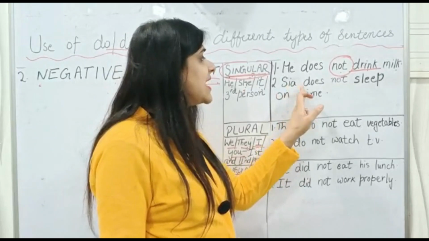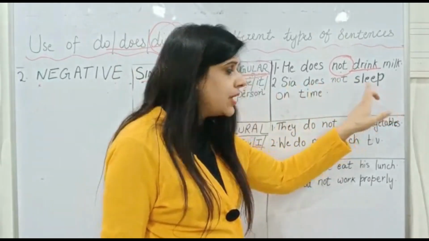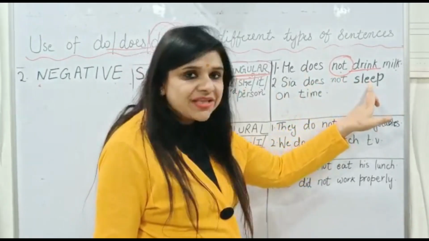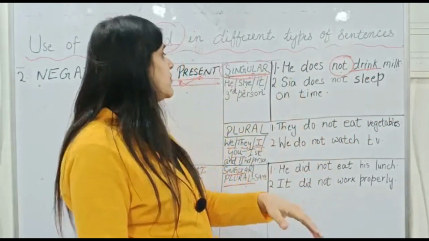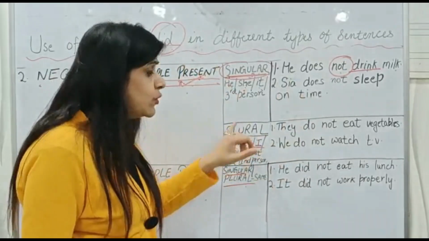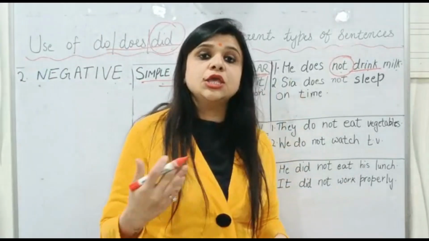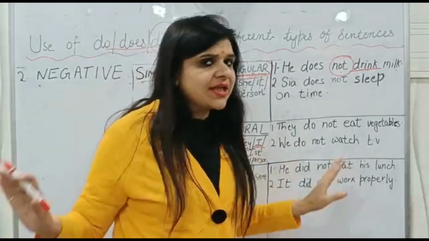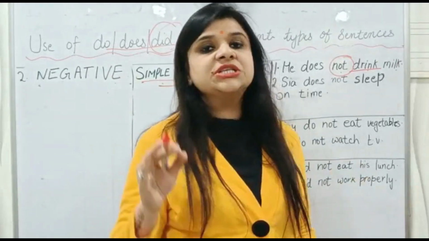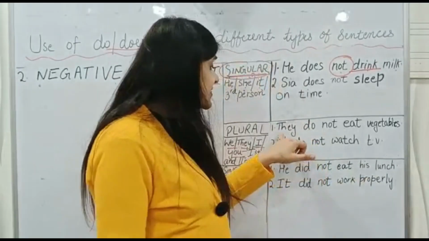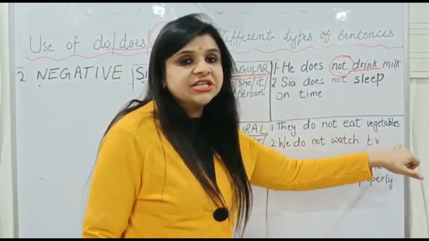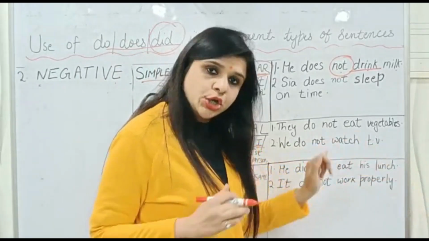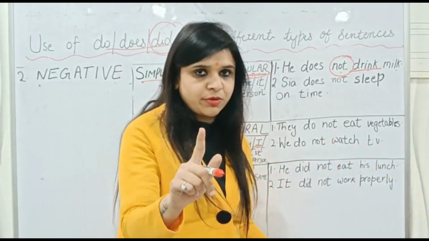In the second one, Sia does not sleep on time. Does, then not, then base form of verb. So this is how we use them with singular part. Now with plural subjects, I, we, you, they, or more than one person's name, we have everything same. Instead of does, we just put do. They do not eat vegetables. We do not watch TV. Do, not, and then the base form of verb.